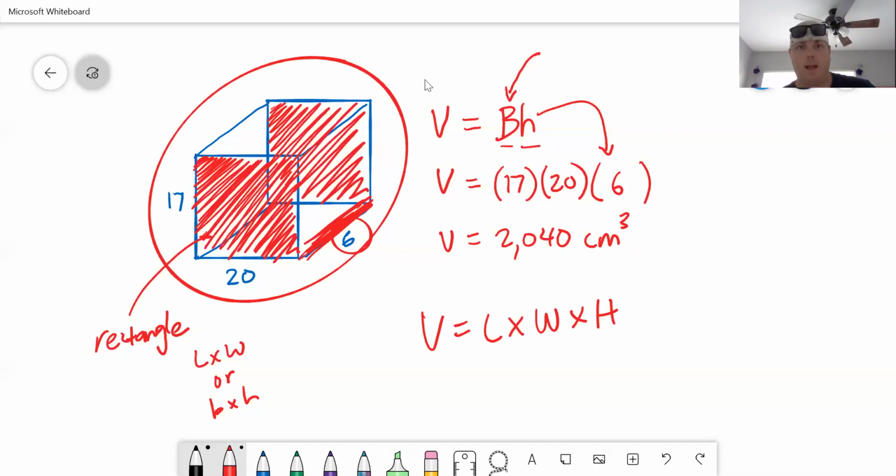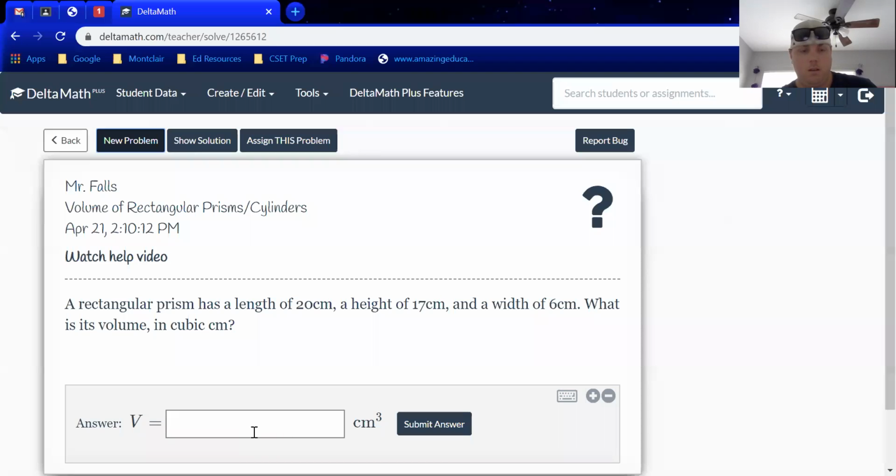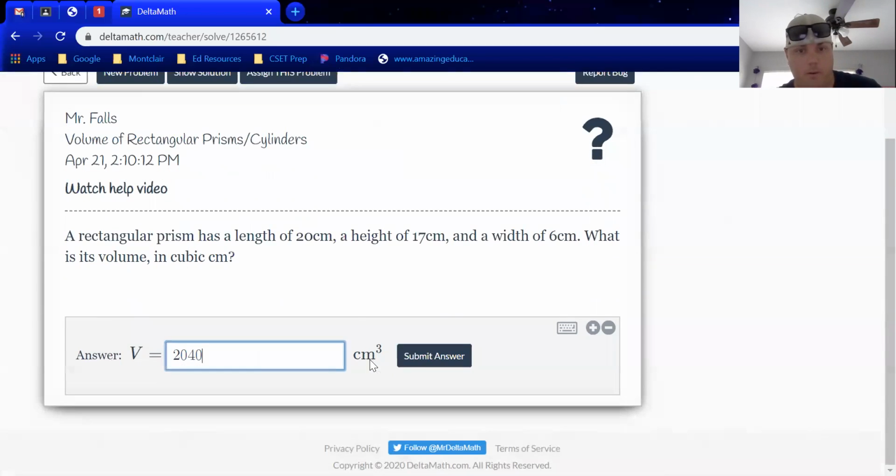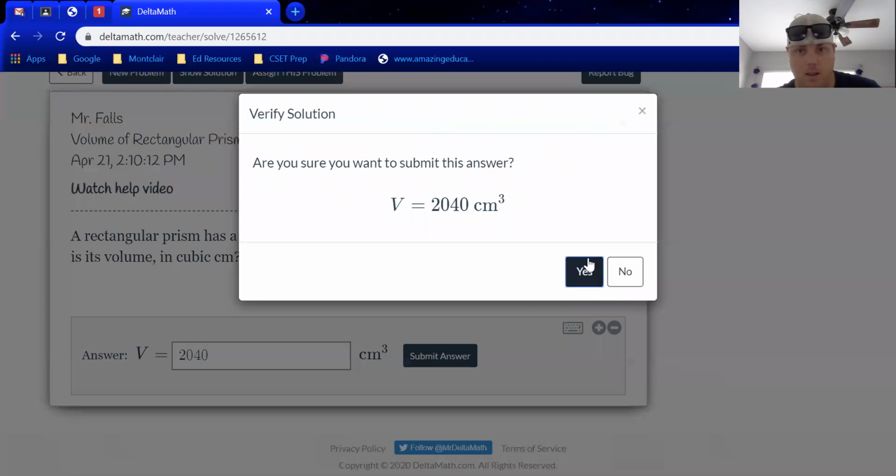So let's go back to our Delta Math screen here, and let's hope that that's right. Let's punch it in. Yep, centimeters, so 2040. We didn't have to round, not with that one, because it's exact. Let's submit it.